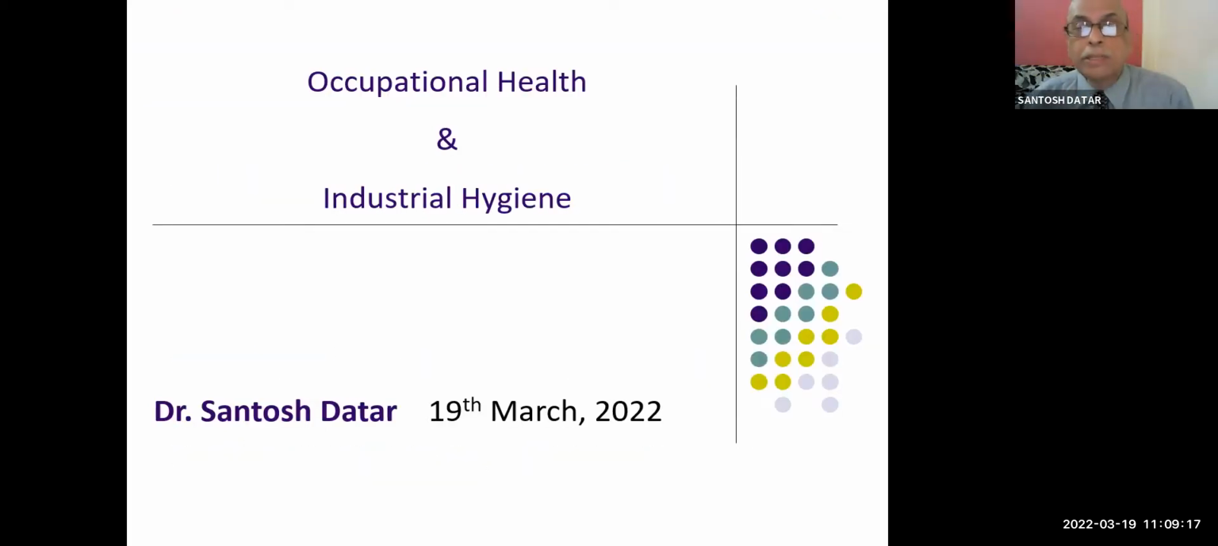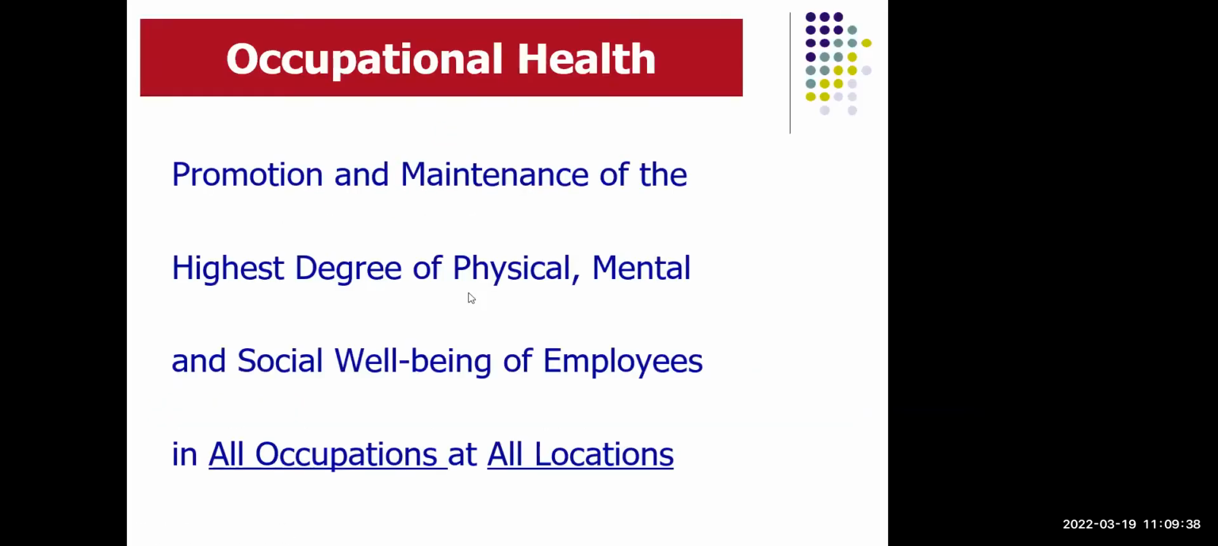Now, occupational health is a little different specialty from a regular specialty. We occupational physicians, after MBBS, undergo a course called AFIH, that is Associate Fellow in Industrial Health, or Diploma in Industrial Medicine, as the case may be. So what is occupational health? All of you know the definition of health: health is a complete state of physical, mental, and social well-being, and not merely absence of disease. This is the WHO definition.